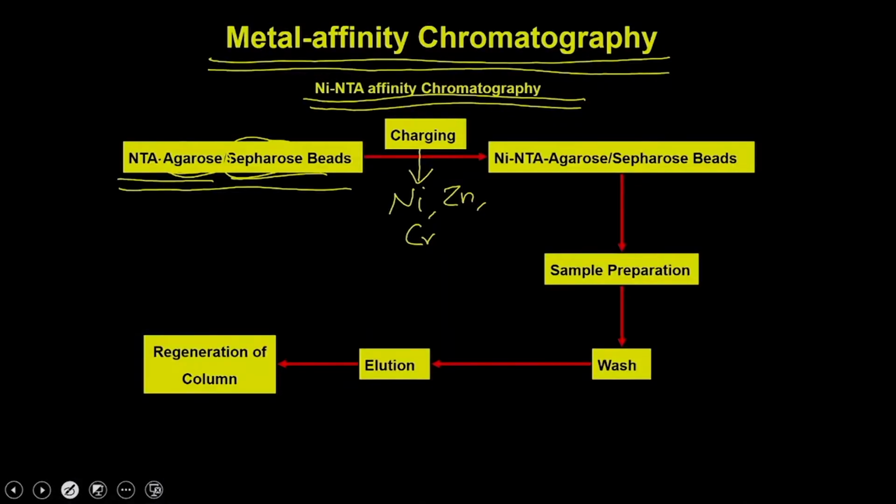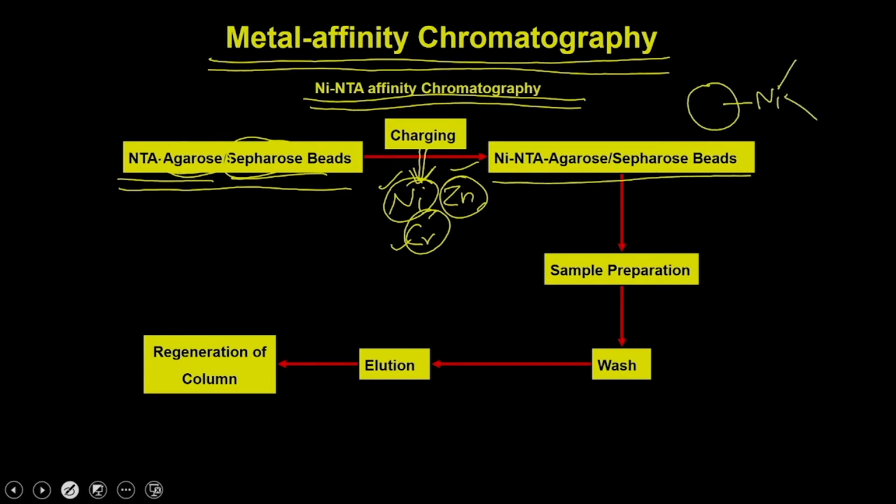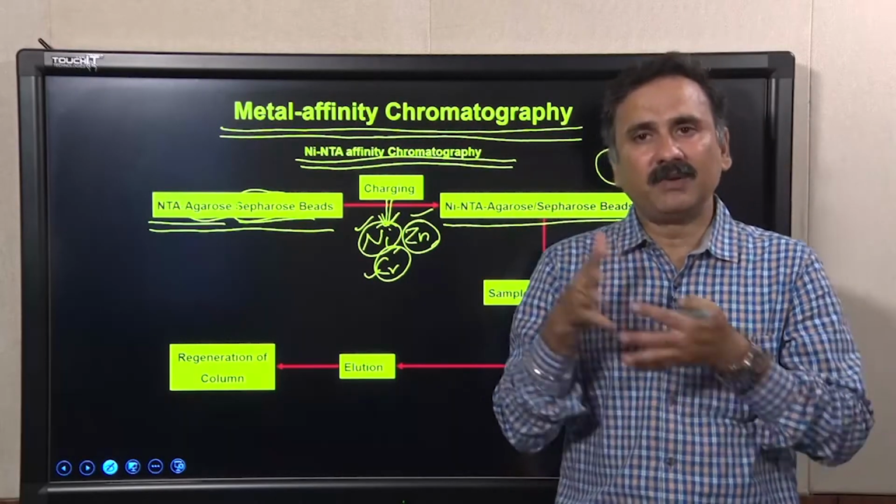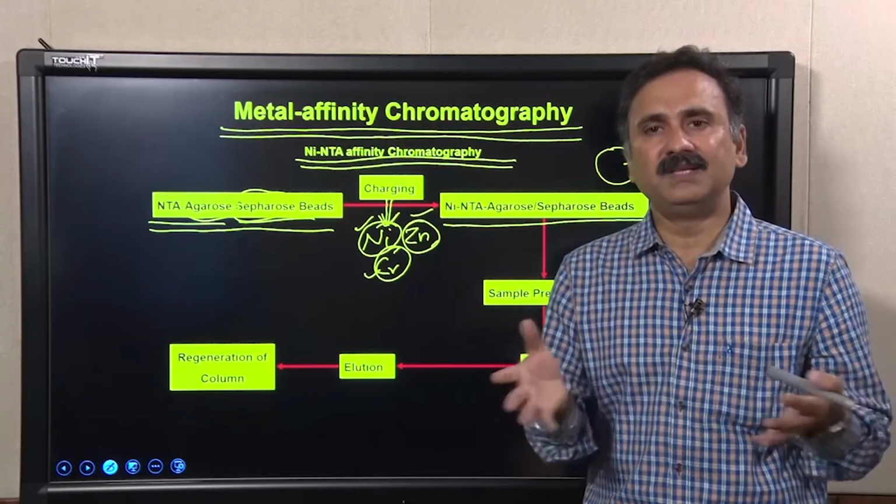So, in the charging step, you are going to add the metal solutions, either nickel or zinc or chromium, and that will bind to the NTA agarose beads, and that is how you develop the affinity column, where the matrix is going to have the nickel bound, and this nickel is going to have extra coordination bonds available for the protein to bind. All these are transition metals, so they have multiple valencies which are available.